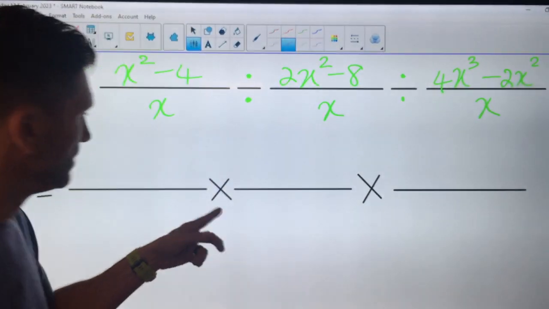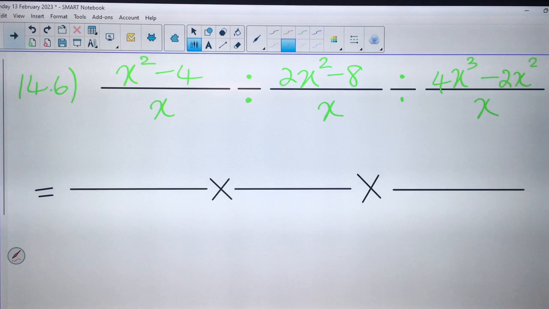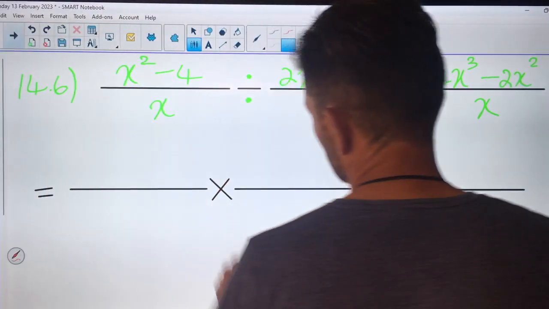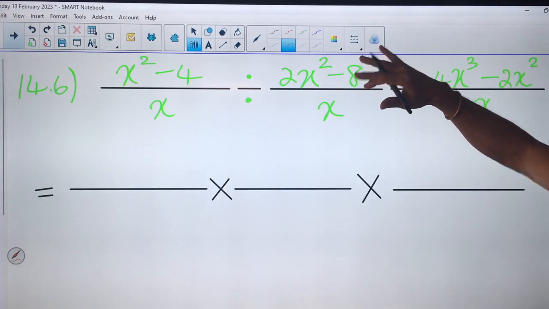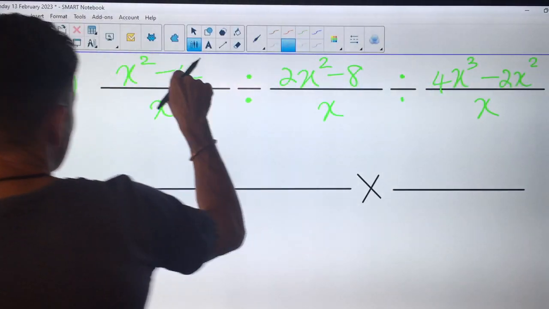And you can see that in my first step here, I have changed the divisions into multiplications. Yes, sir. What do we do then with the fraction? If we change the division into a multiplication, we need to swap the numerator and the denominator. Yes, sir. Okay, let's start here from the front.